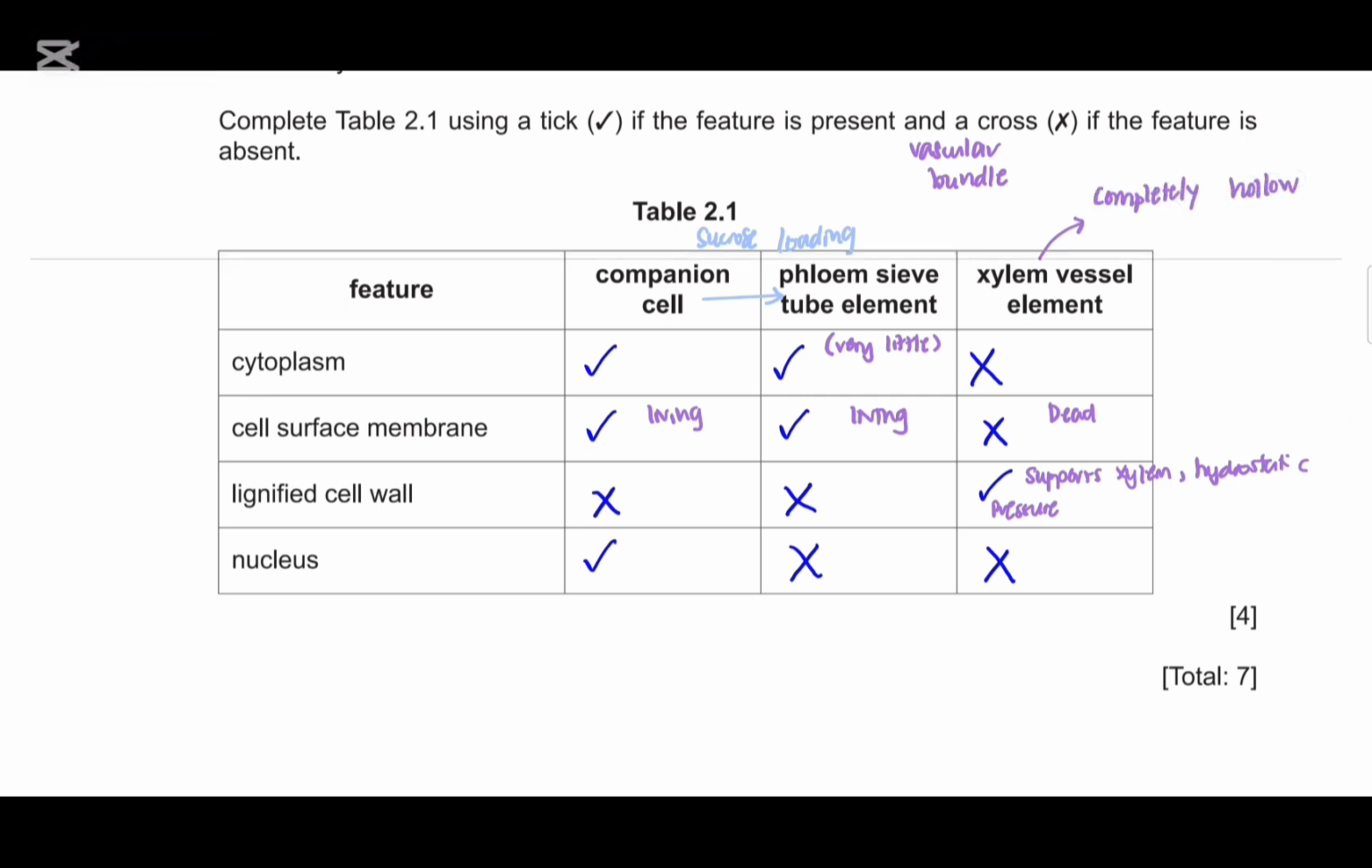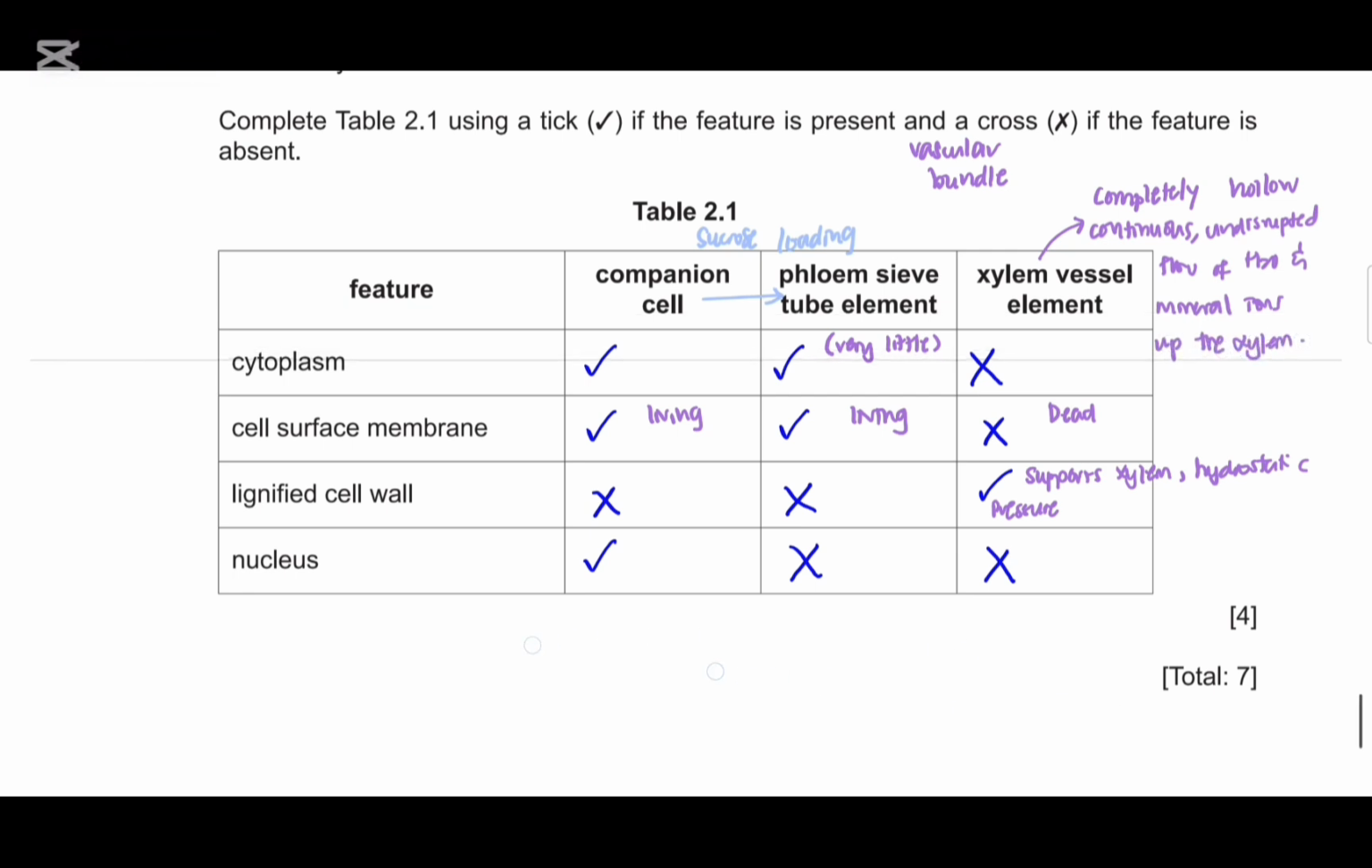Why is it important that it's hollow? It allows for continuous, undisrupted flow of water and mineral ions of the xylem.